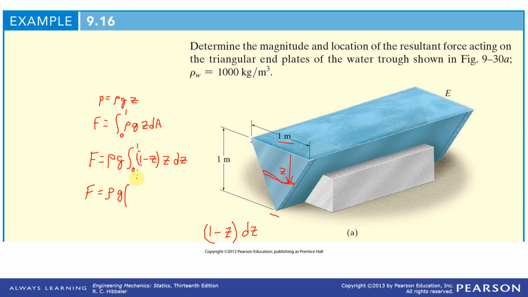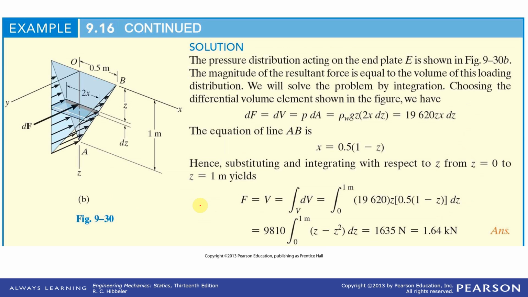So our integral is from 0 to 1, so it'd be just 1/2 for z. The integral z dz is this, minus 1/3. That's equal to 1/6. And that'd be in the proper units. Okay. Rho g over 6. Okay, let's see what the book says. Did I do that right?